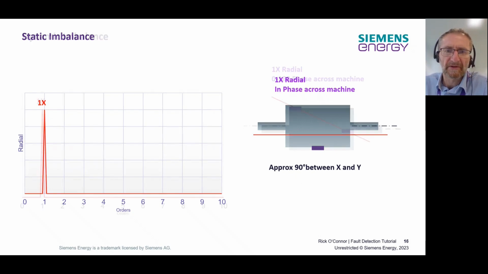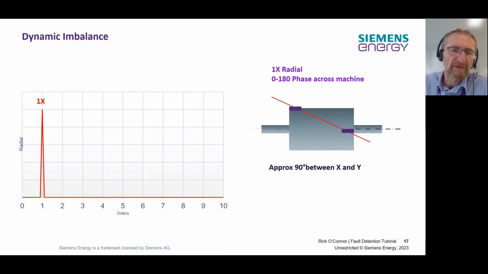Another type of imbalance is dynamic imbalance. So this changes with the speed. And here you can see the main difference: we still have a 1x response, but when we look across the machine, you can see that we've got a varying phase change across the machine from the drive end to the non-drive end. In this instance, the X and the Y probes themselves would still show a phase difference of 90 degrees between each one.